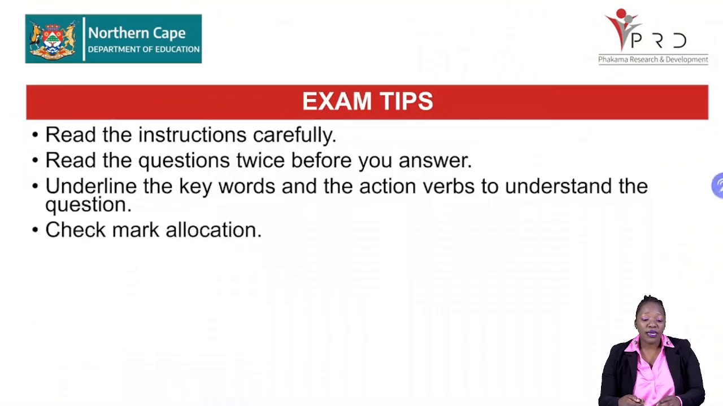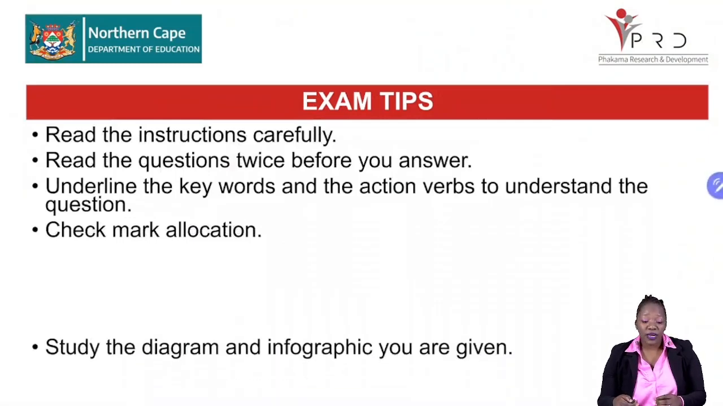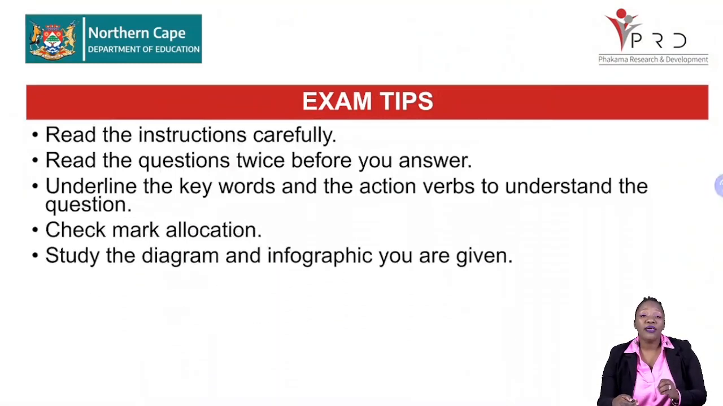And then after that, you need to check the mark allocation. Mark allocation is very important because sometimes they can just give you a question without telling you how many responses you should give. So if you see in the mark allocation it says 2 times 2, it means you need to give 2 answers or 2 responses that will give you 2 marks each.